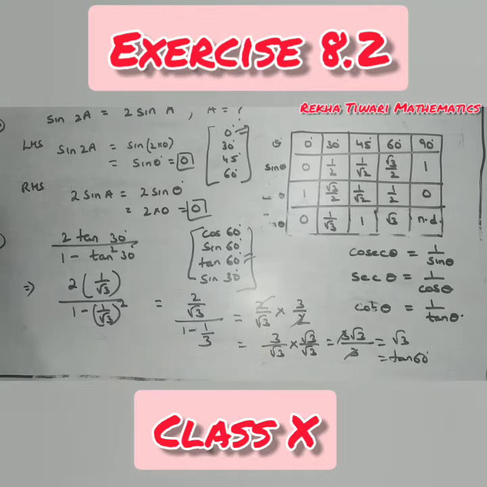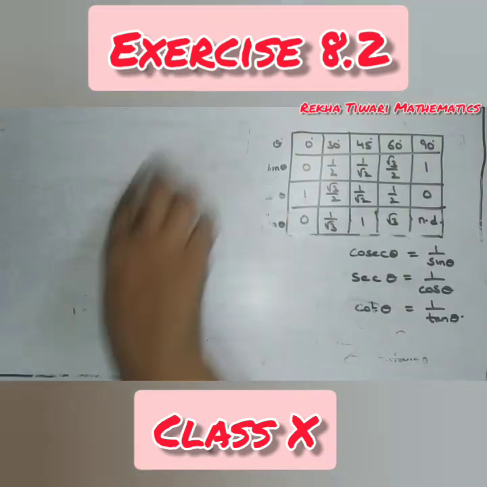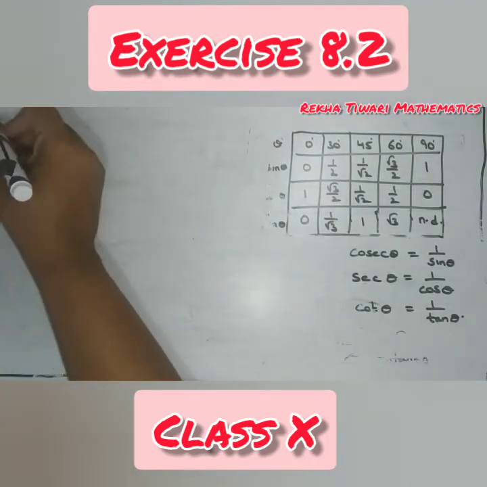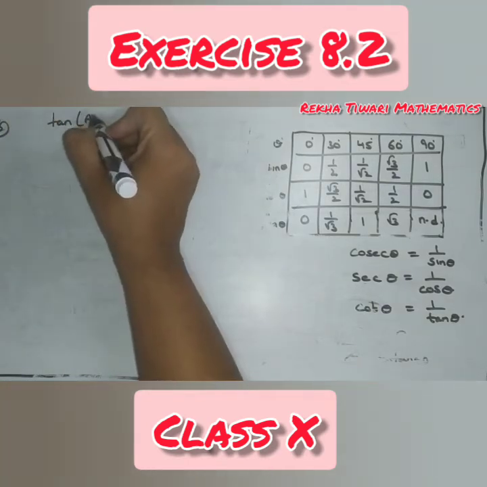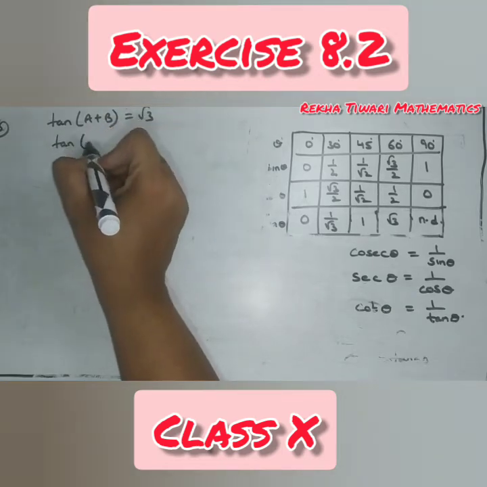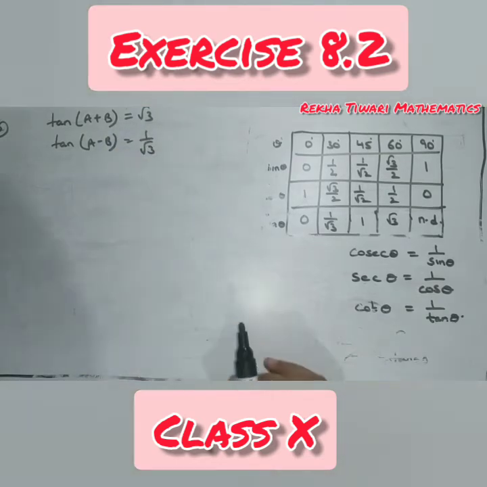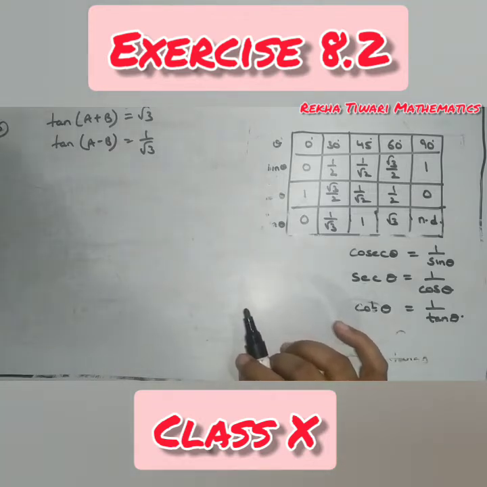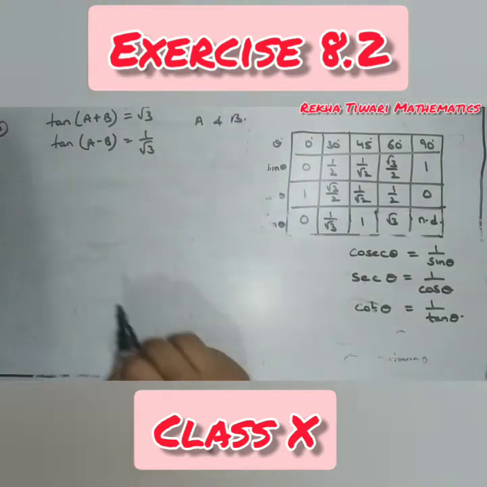Move to the third question. The third one is, if tan a plus b is equal to root 3 and tan a minus b is equal to 1 by root 3, where 0 degree is less than a plus b less than or equal to 90 degree. Means a plus b lies between 0 and 90 degree. And a is greater than b. This is also given to you. You have to find out the value of a and b.